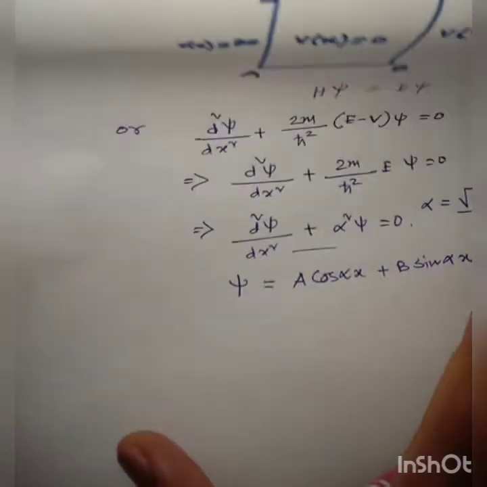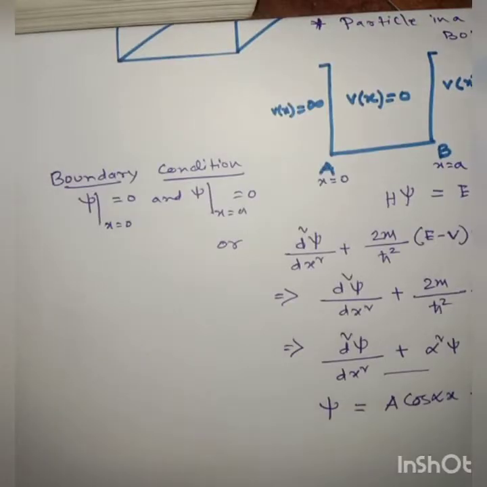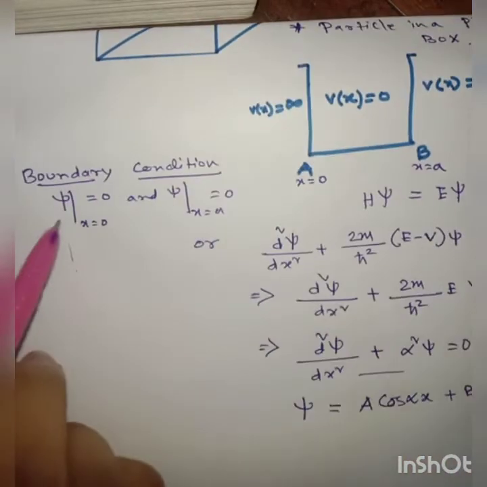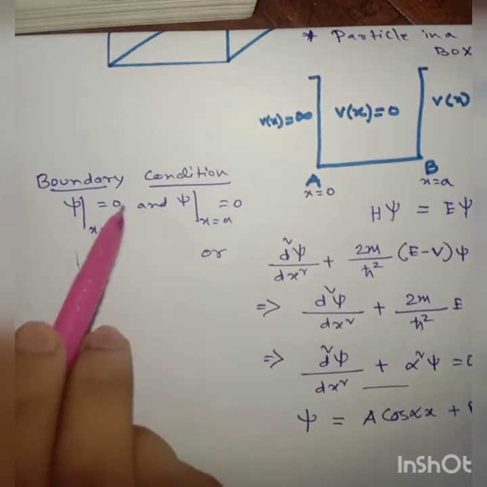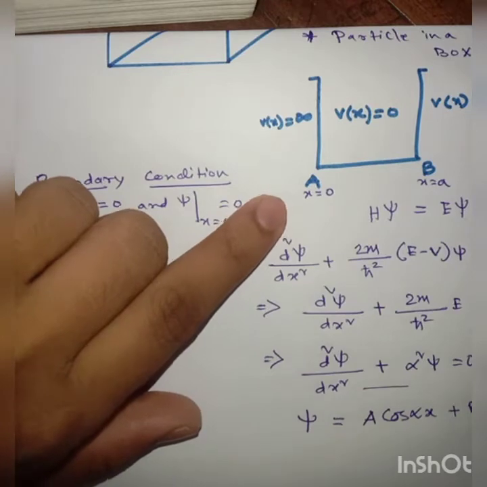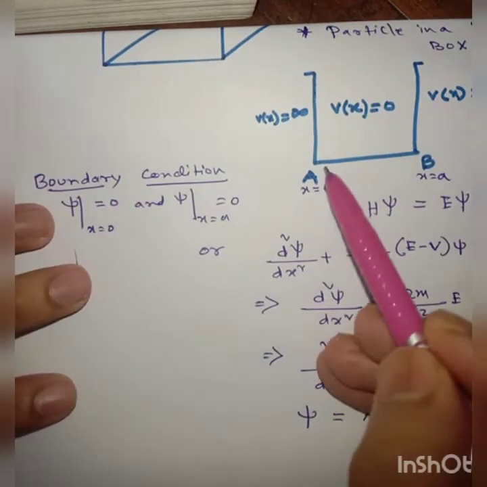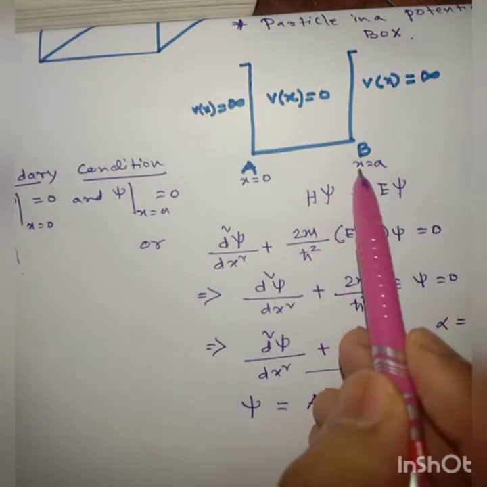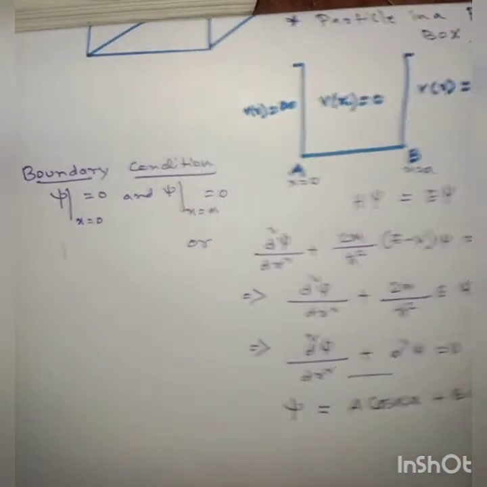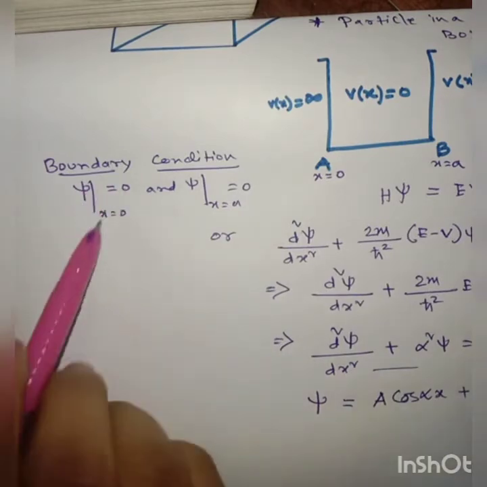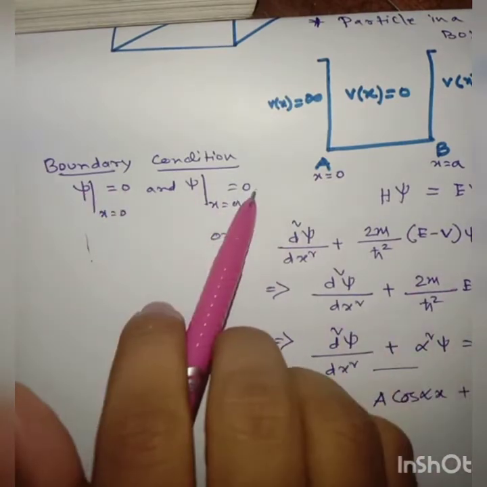The boundary condition for the above solution is that psi equals 0 at x equals 0. We have designated the point A as x equals 0, and we have designated the point B as x equals b. So the boundary conditions to determine the two constants are that psi equals 0 at x equals 0 and psi equals 0 at x equals b.